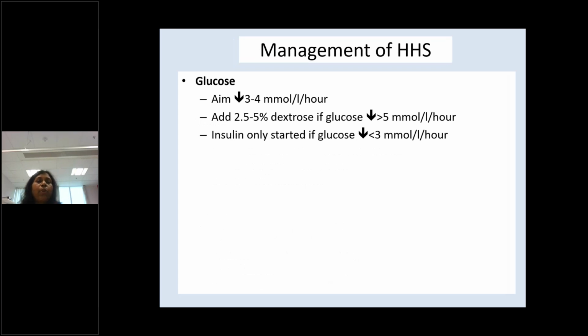So in the management, you aim for the blood glucose to go down by 3 to 4 millimoles per hour, and add 5% dextrose or 2.5% dextrose if the glucose is falling at a rate of more than 5 millimoles per hour, and insulin is only started if the glucose is less than 3 millimoles per liter per hour.